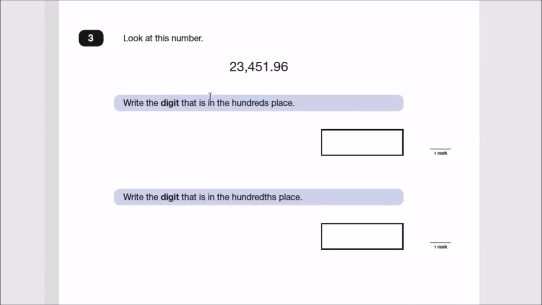Number 3. Look at this number: 23,451.96. Write the digit that is in the hundreds place. Well, just start labeling. We know this is of course the units, then the tens. The 4 is clearly in the hundreds. So we write the digit 4, the digit only, yeah? Write the digit that is in the hundredths place. So this is after the decimal. The 9 represents the tenths. The 6 represents the hundredths. So it'll be 6. Okay.